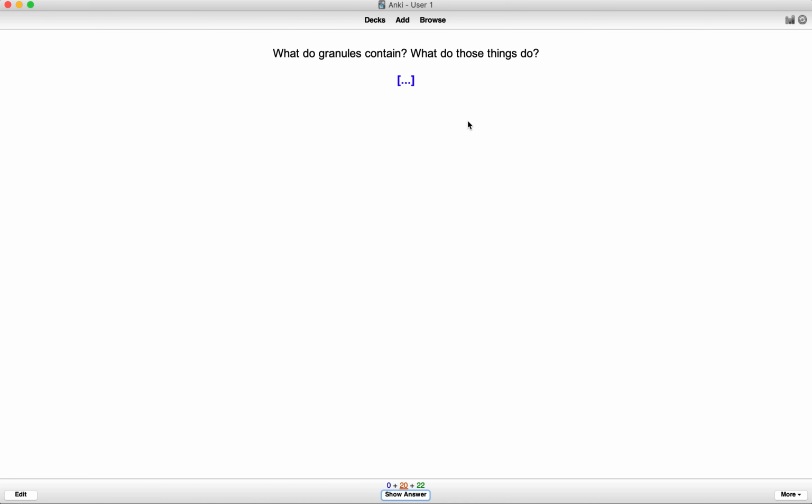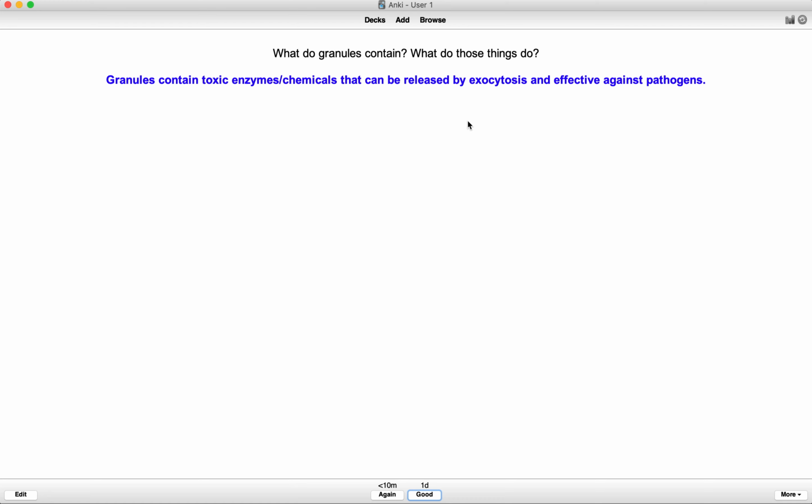Granules contain a toxic enzyme that can be secreted by exocytosis, and those things will kill cells.